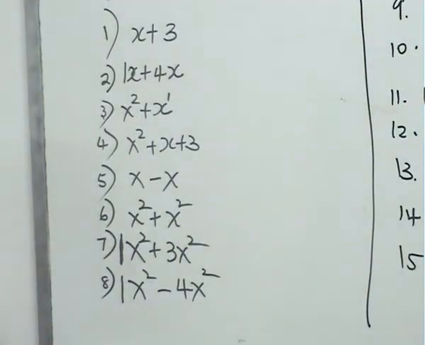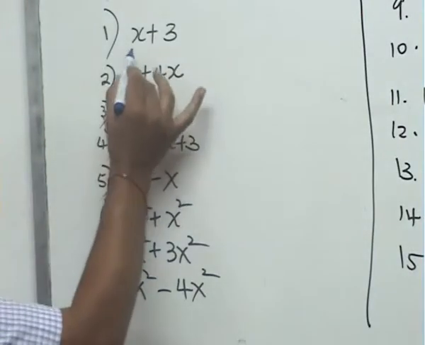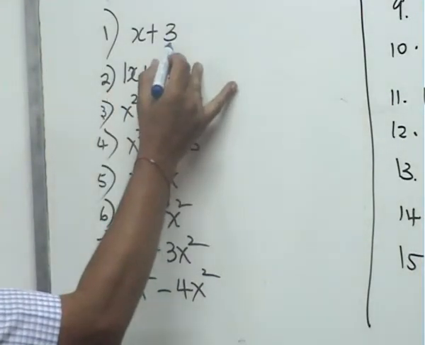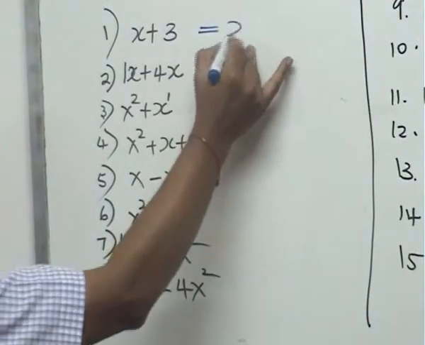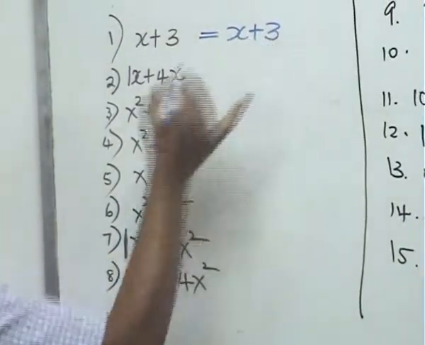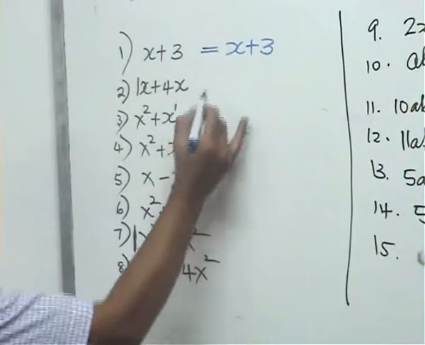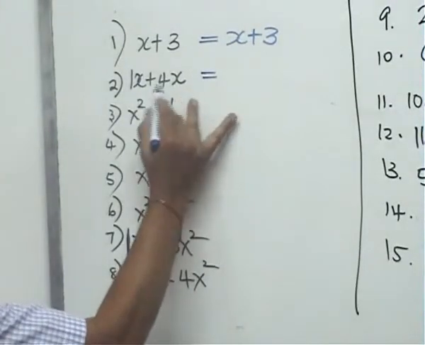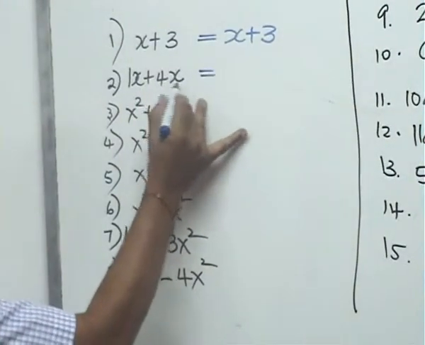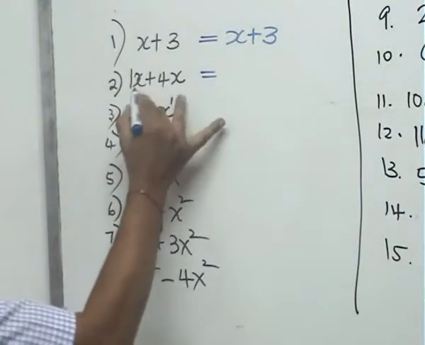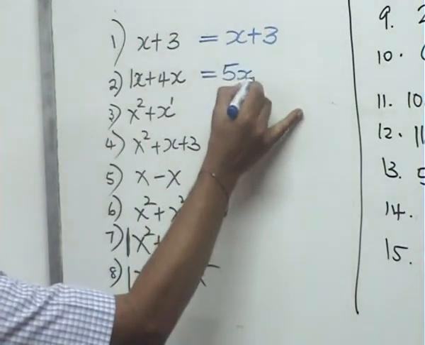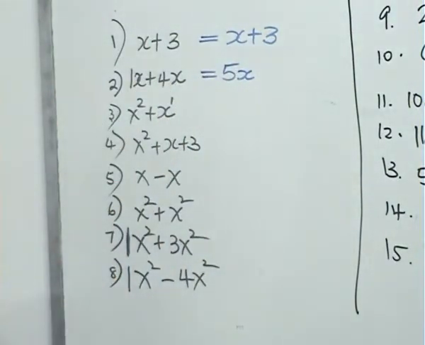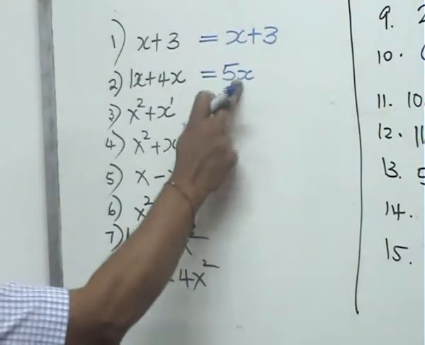So I'm going to do the first two examples to show you how it's supposed to be done. If you look at number one, x plus 3, they're unlike terms, therefore they cannot be added. The answer will remain the same. If you take number two, 1x plus 4x are like terms, therefore you can add them up. 1 plus 4 is 5, and you write down the x just one time.